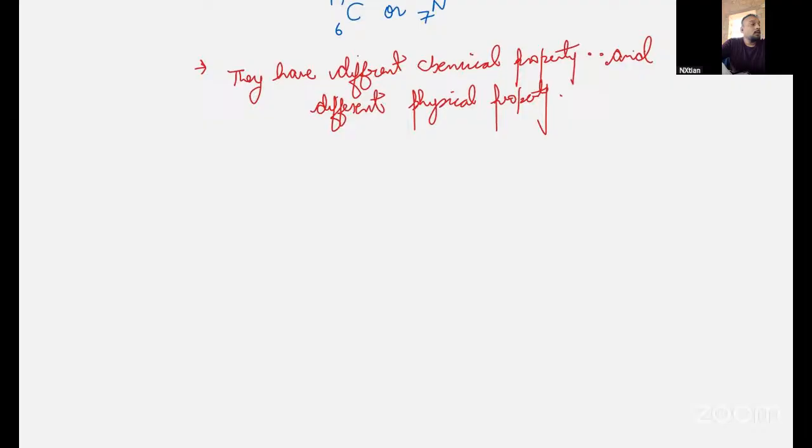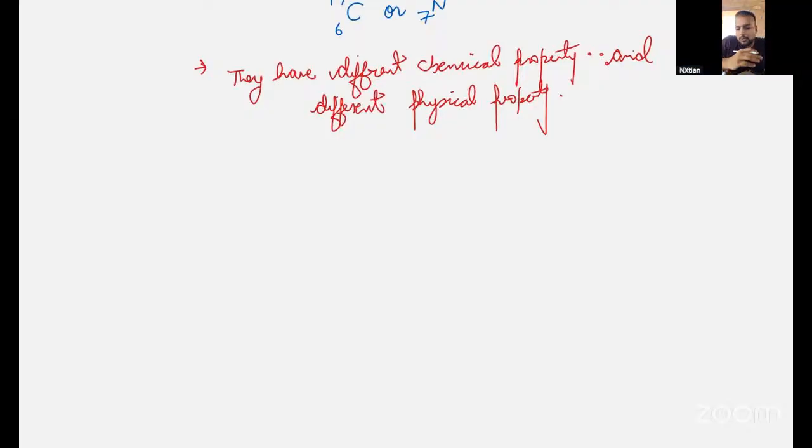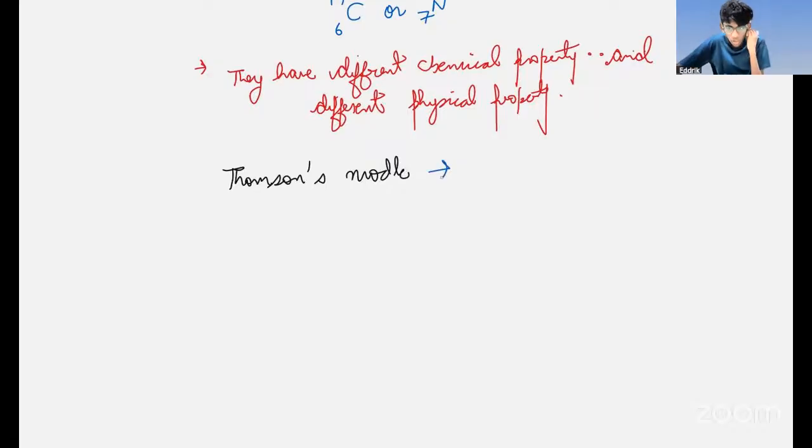Thomson model. Done, sir. Okay, guys. Now put a heading Thomson model, and we will not go too deep into this. Just write the main points, because we all know who Thomson is. So, can you tell me the main points of the Thomson model?